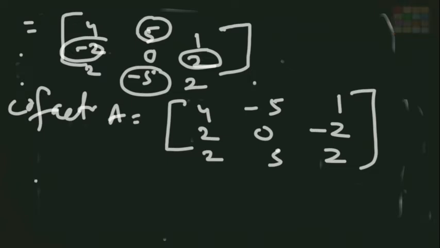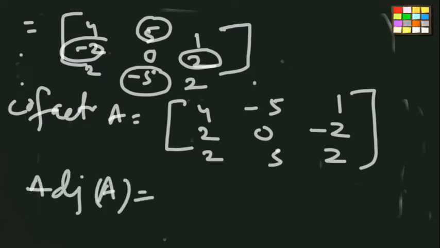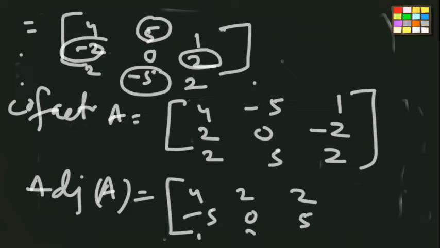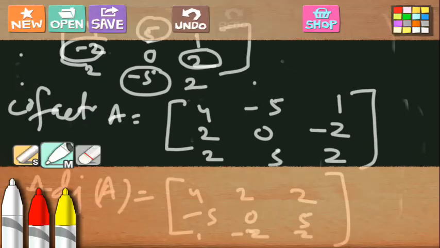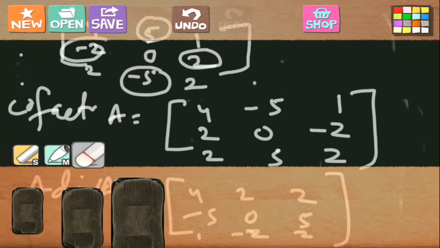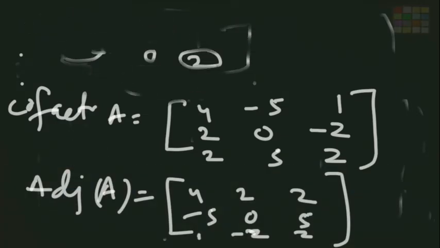Clear? Then after cofactors, let me write the adjoint. Adjoint is nothing but the transpose of the cofactors. If I transpose the cofactor elements, it will be 4, 2, 2, minus 5, 0 and 5, then 1, minus 2 and 2. Clear? Next, after that I will be writing A inverse.